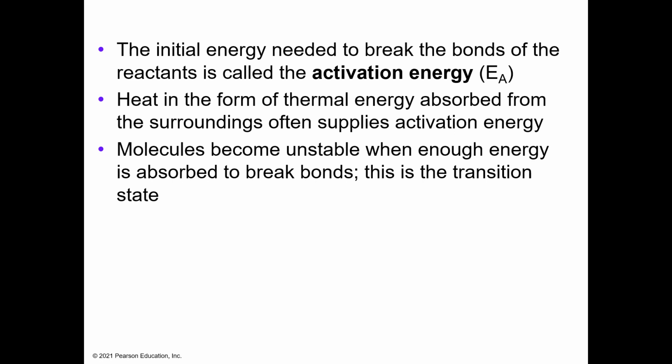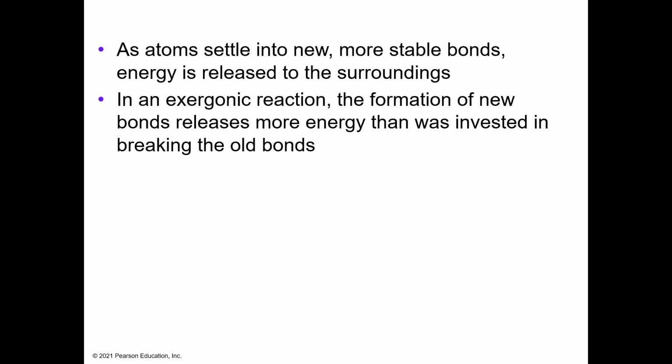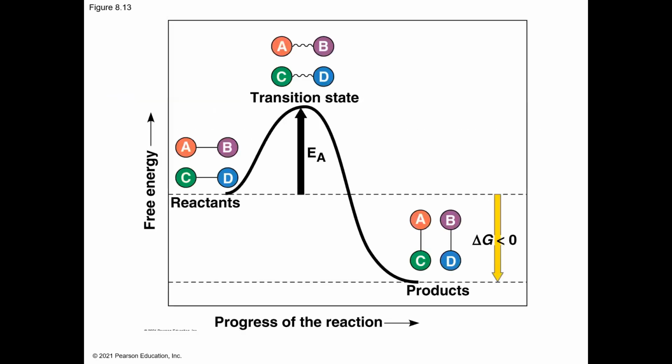Heat in the form of thermal energy absorbed from the surroundings often supplies activation energy. So once something absorbs enough heat, it has enough energy to break the bonds. And so the molecules become unstable when enough energy is absorbed to break those bonds. This is called a transition state. As atoms settle into new, more stable bonds, energy is released back into the environment, into the surroundings. So, in an exergonic reaction, the formation of new bonds releases energy that was invested in breaking the old bonds.